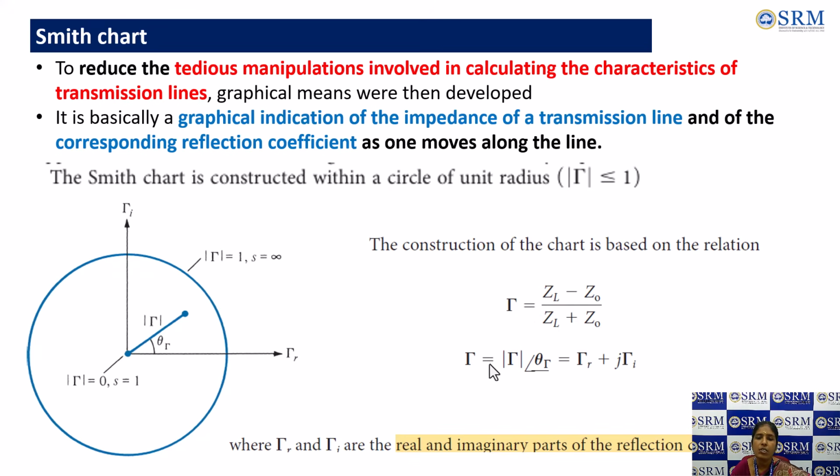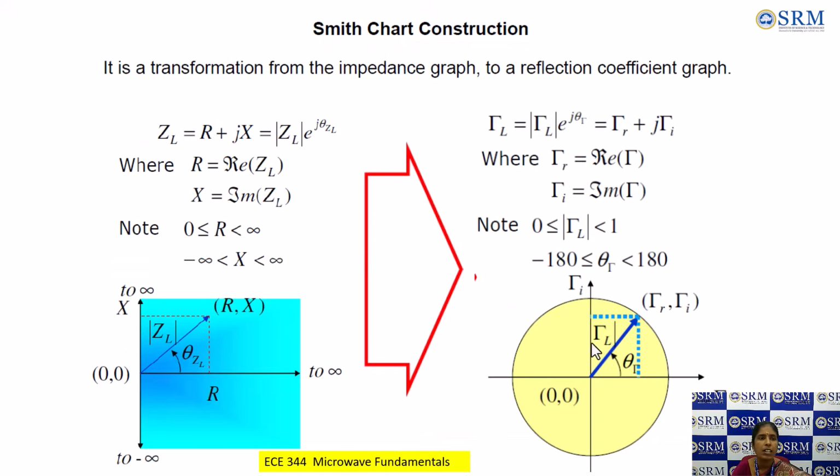So this reflection coefficient is a complex number which has both magnitude as well as angle, and I can write it in the rectangular form, real part plus j imaginary part. Okay, so let's see how the transformation is being done from the impedance graph to the reflection coefficient graph. Generally, the load impedance I can write as resistance plus j times the reactance part.